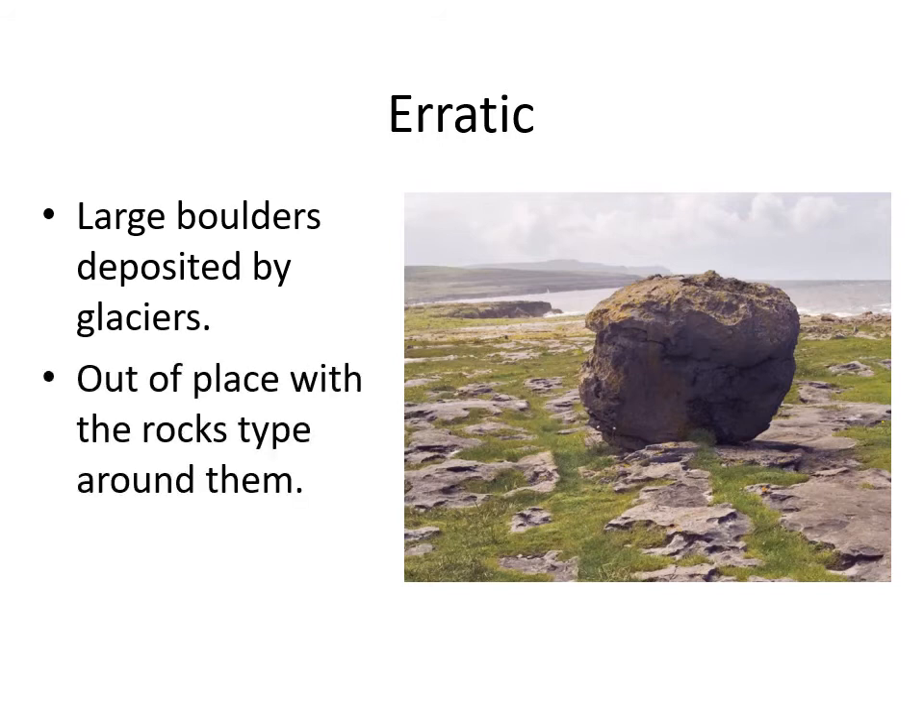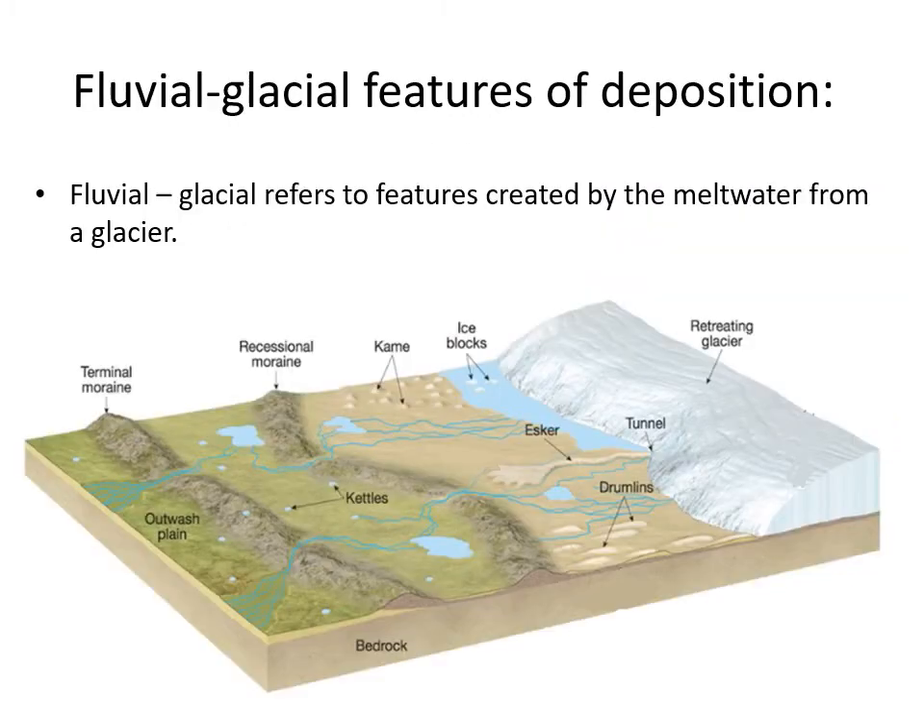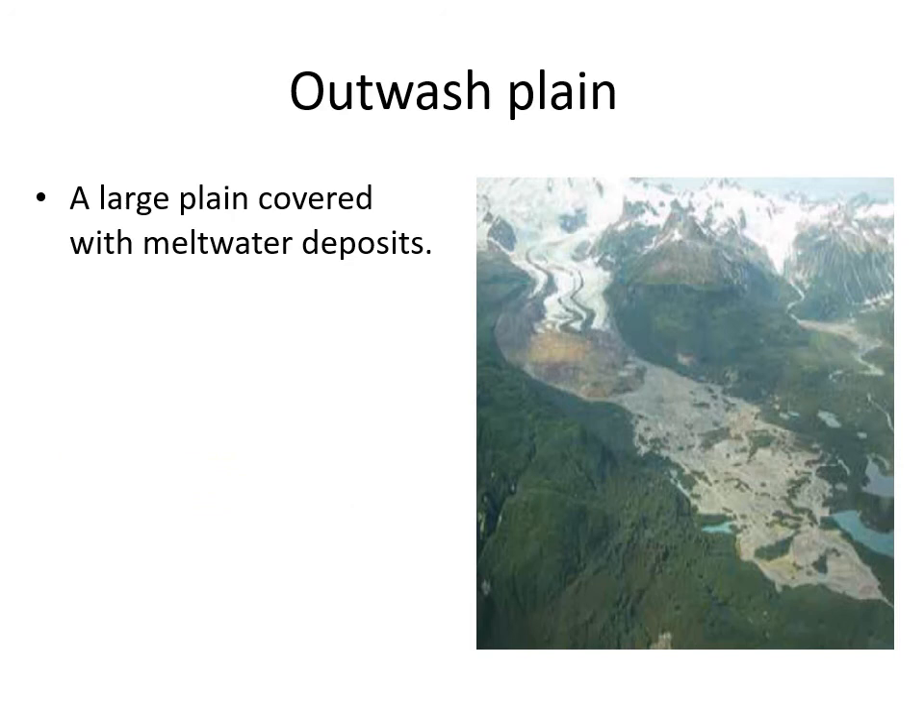And there's your final feature of glacial deposition. Next up, we're on to our fluvio-glacial features of deposition. Again, from the melting water of a glacier, several features here are only created by the melting ice of a glacier. First one we're going to look at is our outwash plain. The outwash plain is the area in front of the terminal moraine that the meltwater, the flood waters from the melting glacier, literally flow into.